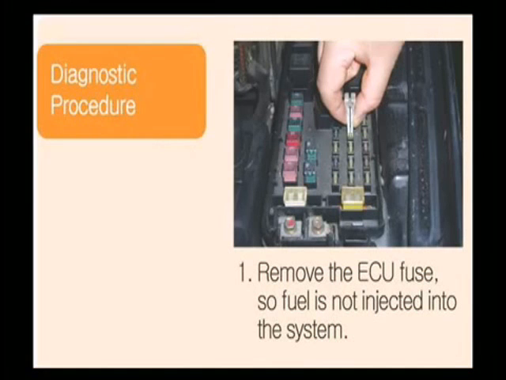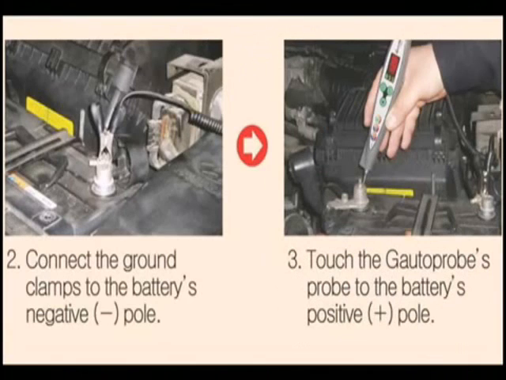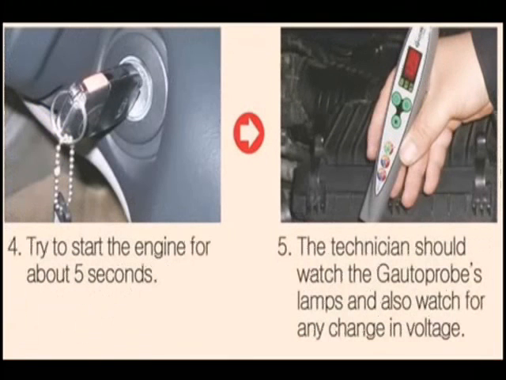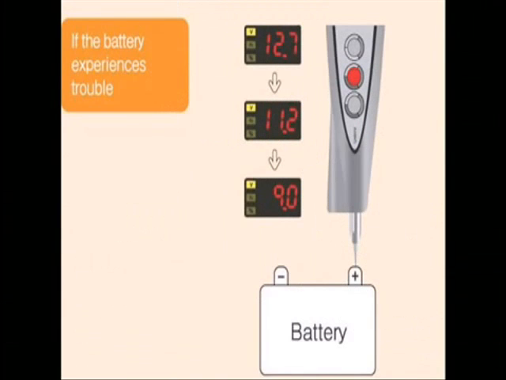Let me check battery performance. You have to unplug the wire harness of the fuel injector to override fuel. Put the gear in neutral. Contact the probe to the positive pole of the battery and crank. Watch the lamp indicator of the probe carefully. If battery condition is not good, voltage drops to lower than 9.3 volt within 5 seconds, and the red lamp in the middle lights up.